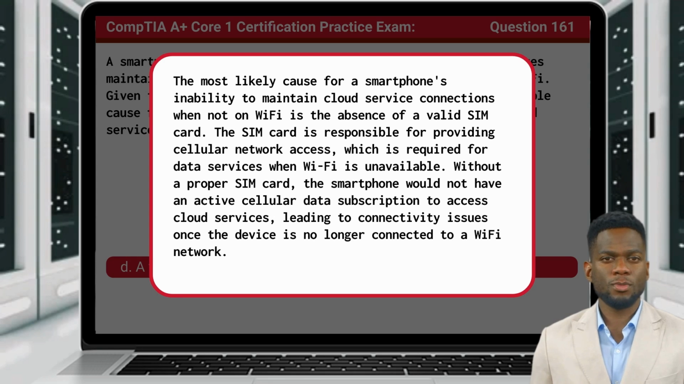The SIM card is responsible for providing cellular network access, which is required for data services when Wi-Fi is unavailable. Without a proper SIM card, the smartphone would not have an active cellular data subscription to access cloud services, leading to connectivity issues once the device is no longer connected to a Wi-Fi network.